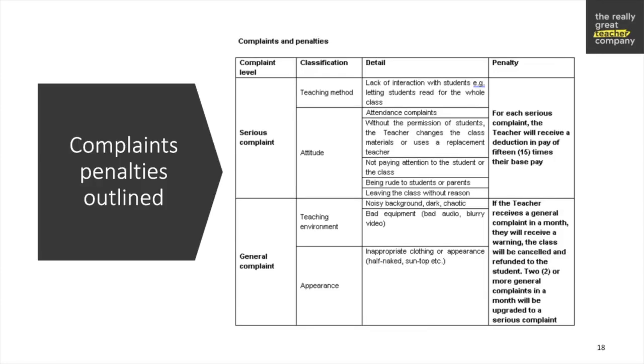Alright, so let's talk about complaints penalties. So we have two different types of complaints. We have serious complaints and general complaints. Under serious complaints, we have either a complaint related to your teaching method or your attitude. For those, there is one type of penalty that comes with it. If we have reviewed the lesson and it is found as justified, then the teacher will unfortunately receive a 15 times base pay penalty. For a general complaint, either related to your teaching environment, your appearance, or your equipment, you will then receive a warning, and then the class will also be cancelled and refunded to the student.